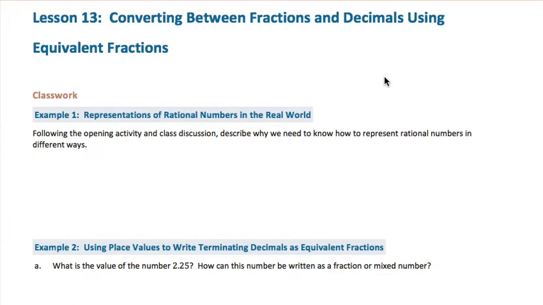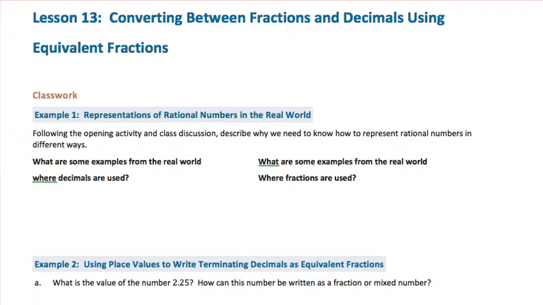In Module 2, Lesson 13, we're going to convert between fractions and decimals using equivalent fractions. To start the class, I posted 2 questions on the board. In the first one, what are some examples from the real world where decimals are used? And on the second, what are some examples from the real world where fractions are used?